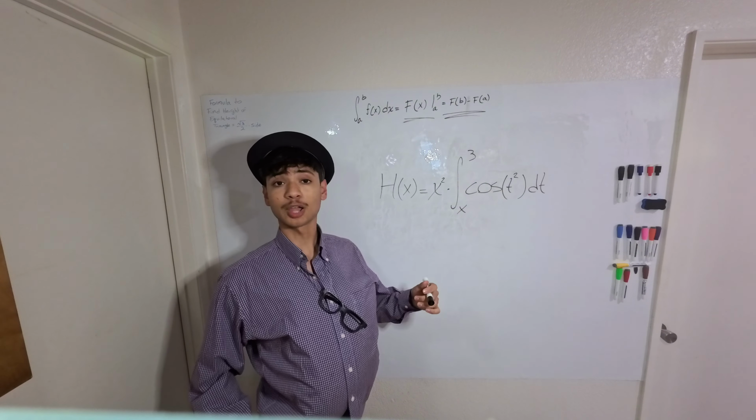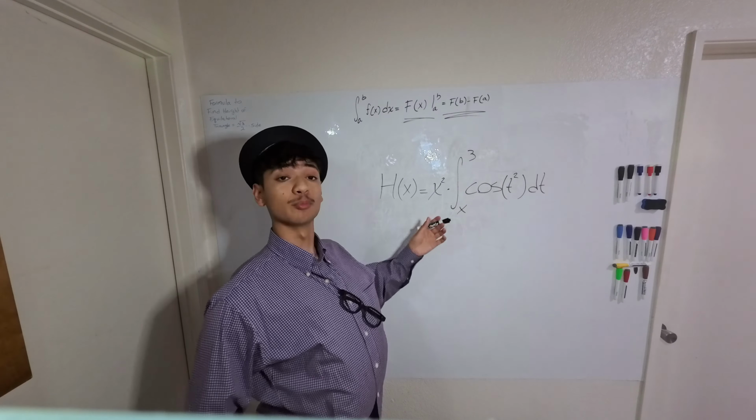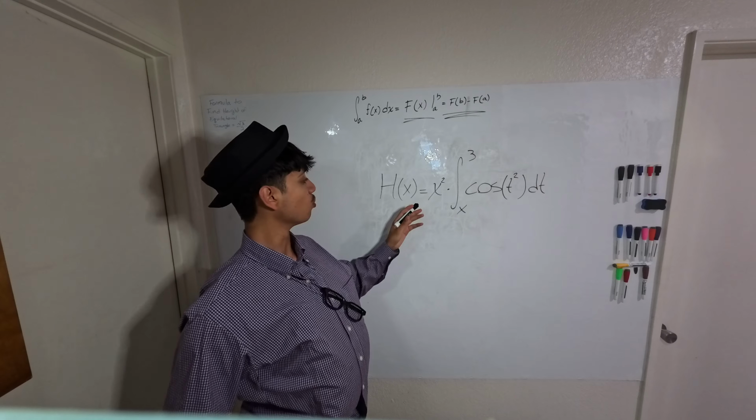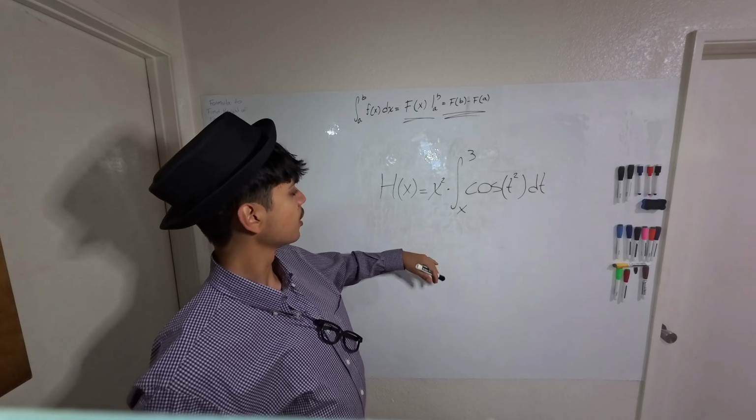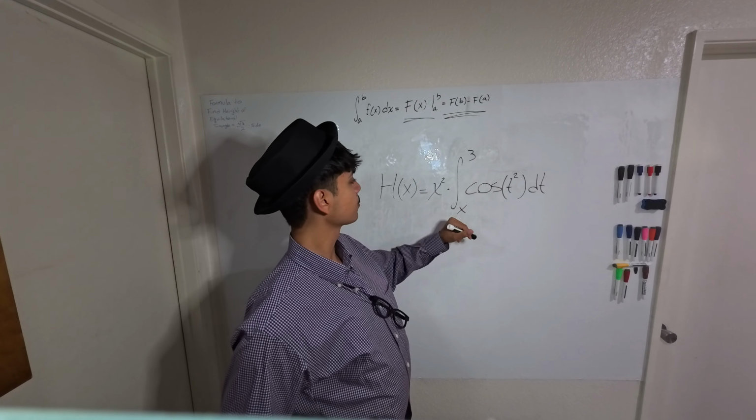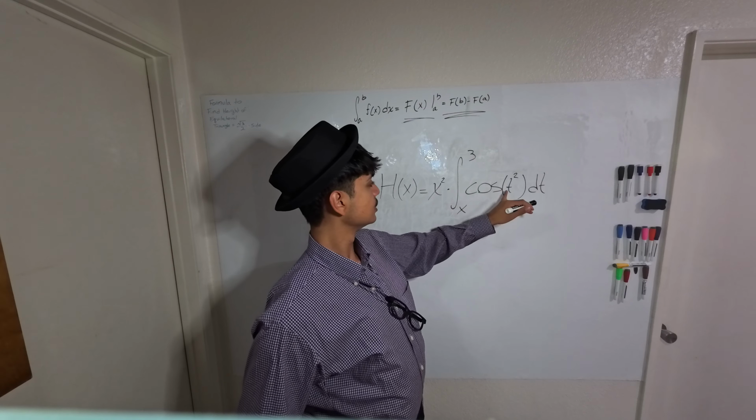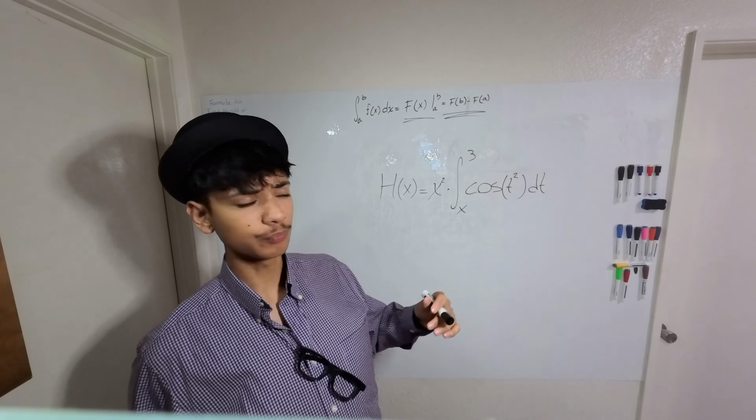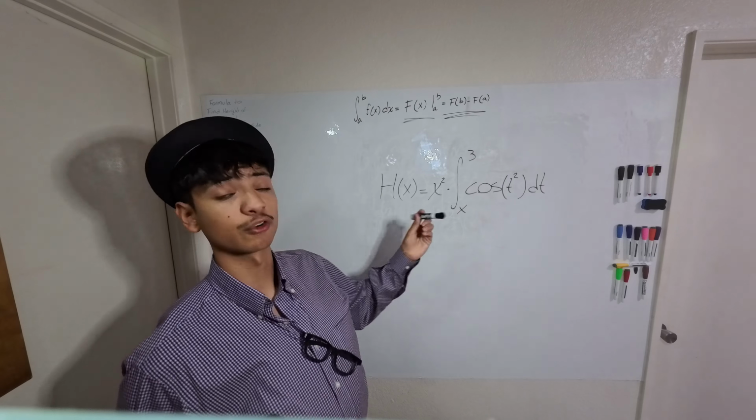Now, to end off the lecture, I'm going to leave you guys with this really simple problem here. It simply says capital H of x equals x squared times the integral from x to 3 of cos t squared dt. Pretty simple. If you guys can solve this, that's extra credit on your final.